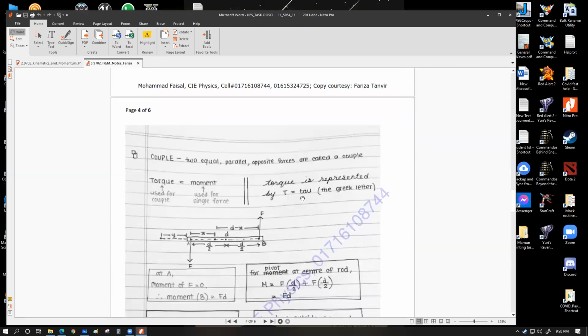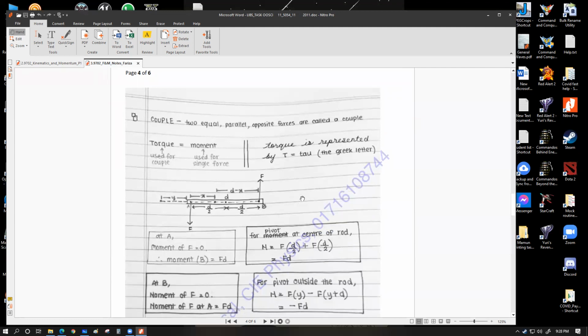Okay, then the new thing that we have available in the syllabus is what we call a couple. Now, a couple is very specifically defined. This is how we define a couple. Two equal, parallel, and opposite forces are called a couple. Do you understand? Two equal, parallel, and opposite forces are called a couple.